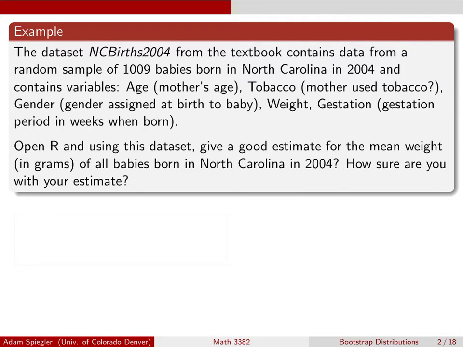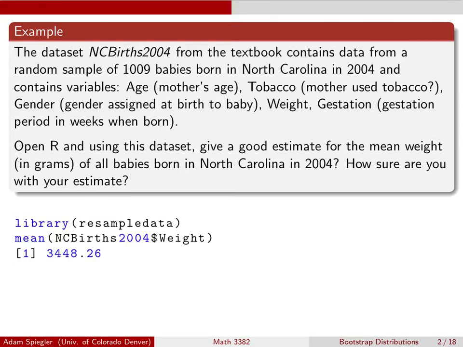Well, being that we have this data set of 1,009 babies, this is not all of the births, so this is a random sample of births, then we could, for example, load up the library resample data and then calculate the mean of the variable weight inside of this data set. And what we see here is that the mean weight of newborns was 3,448.26. And here what we should note is that we're measuring this in grams.